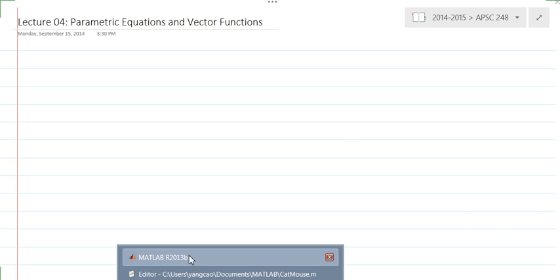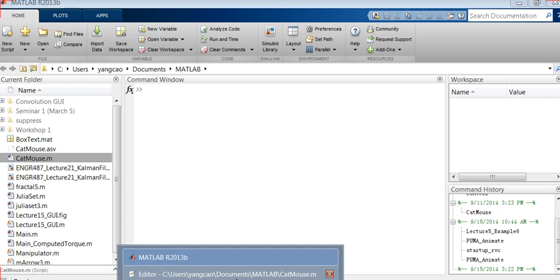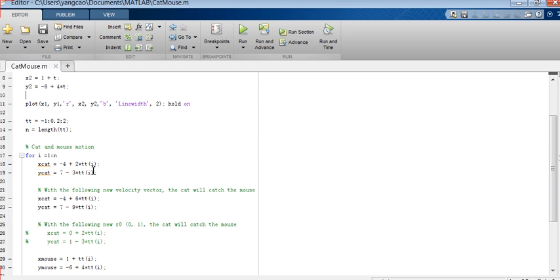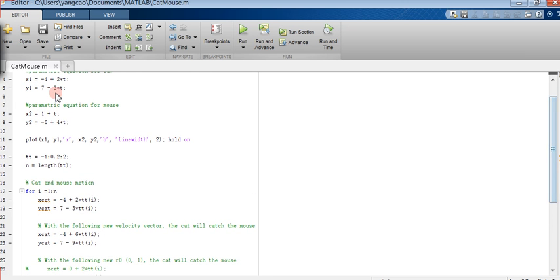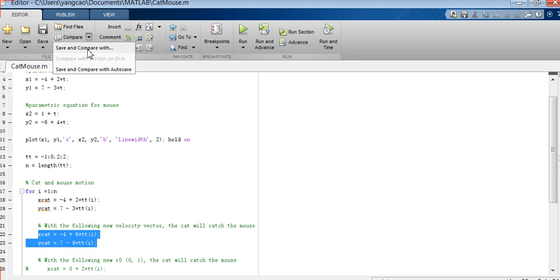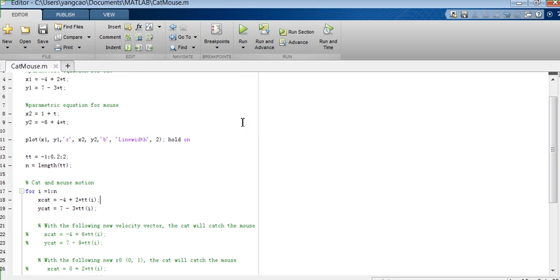To better illustrate this, I have programmed a little MATLAB file here. I wonder if you can see it clearly. Basically, we have the cat and mouse equations entered over here and here, and then we want to check if this cat is going to catch the mouse or not. This one here is the original one. There are a couple of conditions, so let me comment this one first.